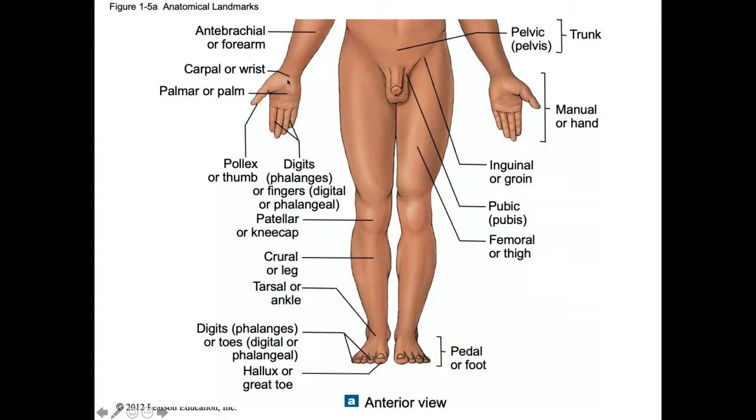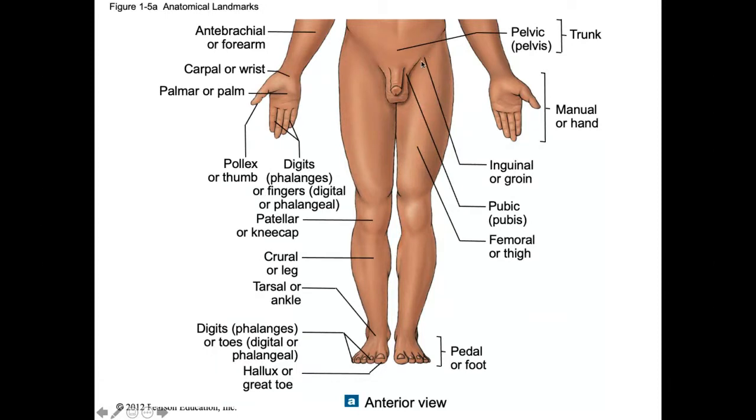The forearm is the antebrachial. The wrist is called carpals. We have carpal bones. You've heard of carpal tunnel syndrome. There are 8 carpal bones. Palm is called palmar. The fingers are called phalanges. The thumb is called pollex or pollicus.